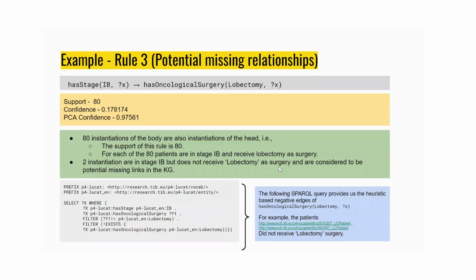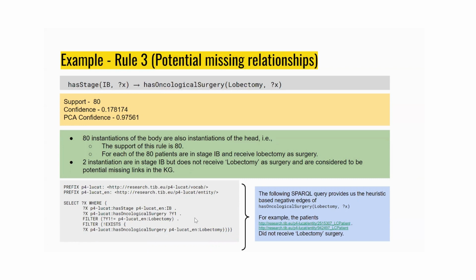Rule example 3 states that if a patient is in stage 1B, it is most likely that the patient receives oncological surgery lobectomy. Below are the mentioned metric values. We can see that 80 instantiations of the body are also instantiations of the head. That is, the support is 80.